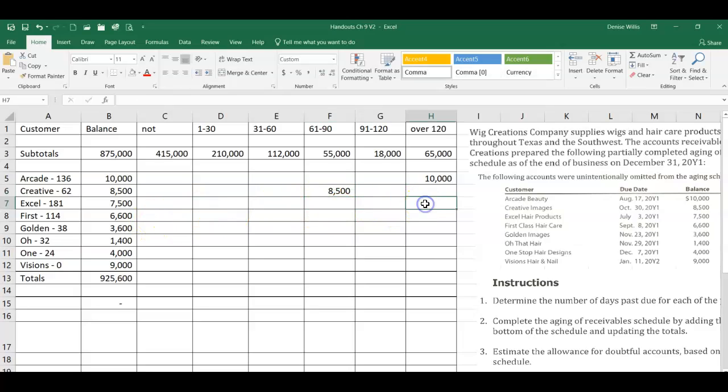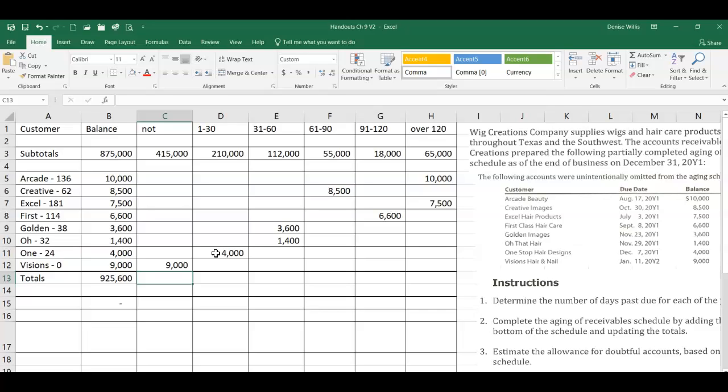Excel is 181. So that is going to go in this aging category. First is 114. First Class Hair Care's past due amount will go here. The Golden Images is 38 days past due, so that will go here. And Oh That Hair, that's my favorite. It is 32 days past due. It's going to stay in the same aging category. One Stop Hair Designs is 24 days past due, so that 4,000 will be repeated here. And Visions is not past due at all. We appreciate that. So it is going to go here.